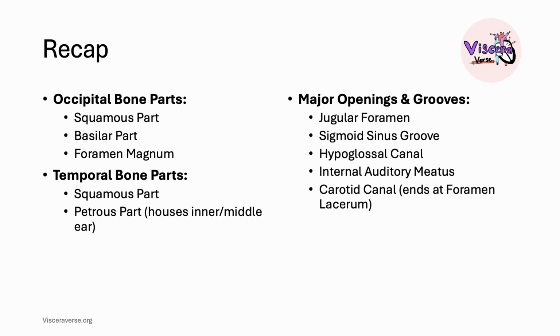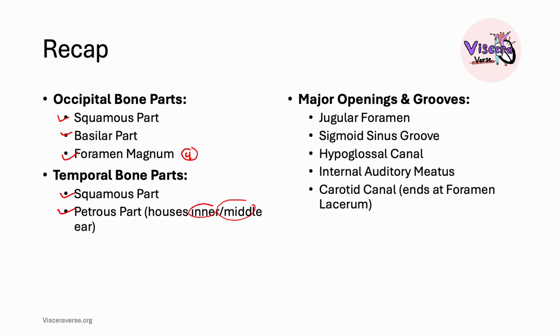So guys, today's video was pretty simple and straightforward, so let's do a quick recap of what we discussed so far. We've talked about the occipital bone and its parts, including the squamous part, the basilar part, and the foramen magnum. We also talked about the temporal bone parts. In the previous video, we said we have 4 important parts, but for the sake of this video, we're going to focus on the squamous part and the petrous part. And why is it important? It's because it houses the inner and the middle ear.